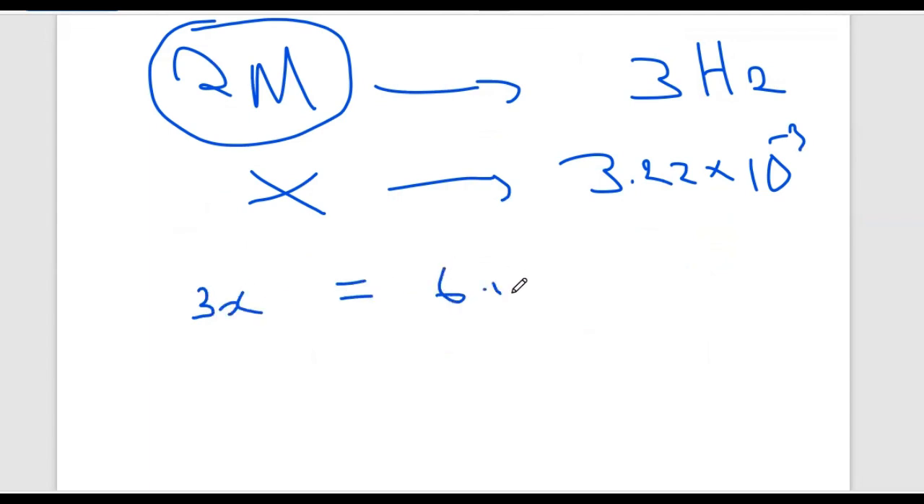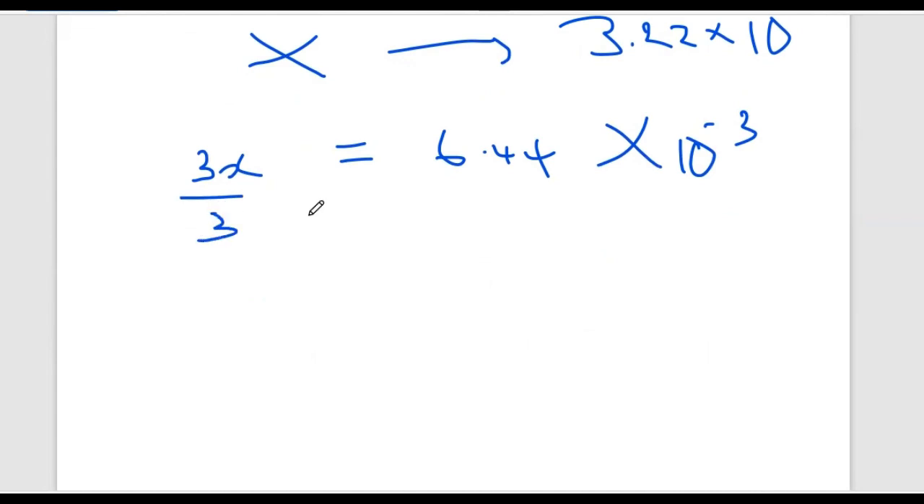You have 6.44 multiplied by 10 to the power minus 3. Then you divide by 3, on both sides. So what are you going to get there? You're simply going to get, let me do my calculator.